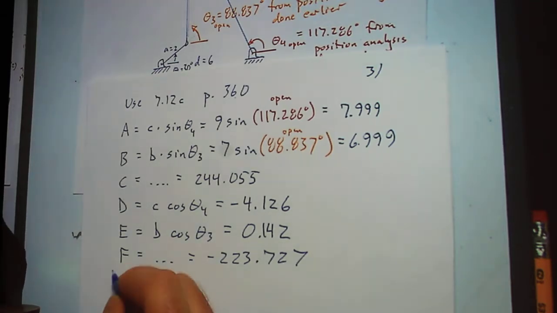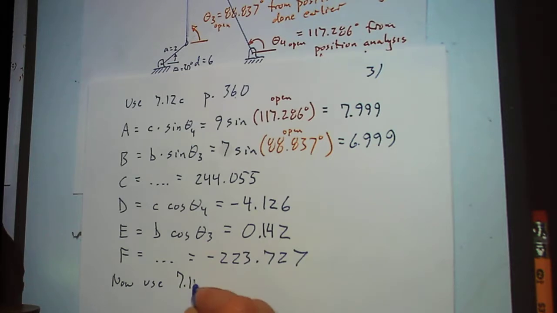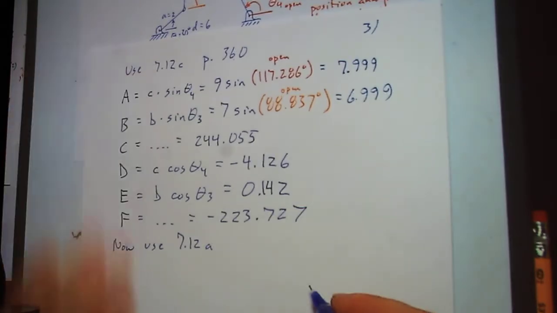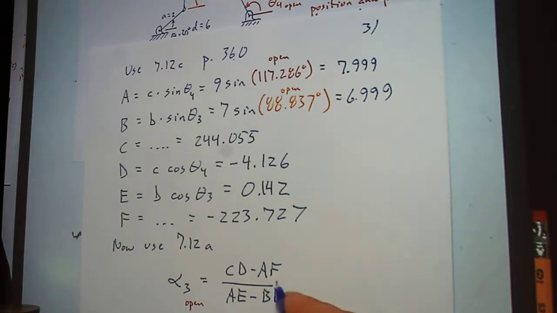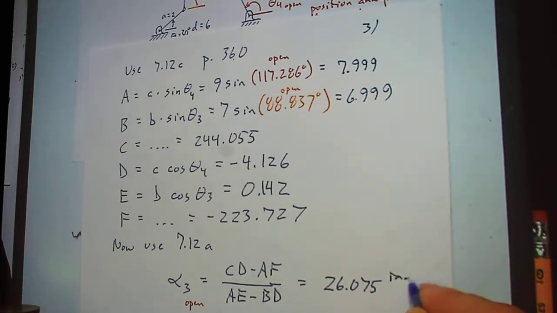We go ahead and use those in 7.12A, which says that alpha 3 equals, and since we're doing an open configuration here, we have to use these values from above, C times D minus A times F over A times E minus B times D. When I plug those values in from here into this equation, I get 26.075 radians per second squared. And that is your alpha 3 open value.